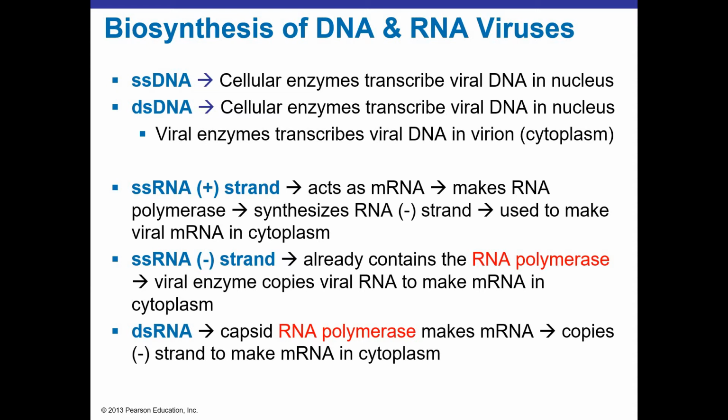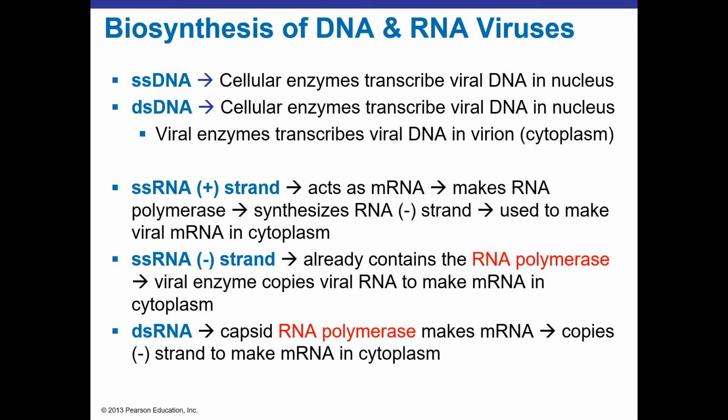For both the single-stranded RNA negative strand and the double-stranded RNA, they have to already bring in an RNA polymerase. So they either contain an RNA polymerase or bring it in as a capsid RNA polymerase in the case of the double-stranded RNAs, but they are then going to need that polymerase to make copies of the viral RNA to then make the messenger RNA. So it's just kind of the same thing happening, but at different entry points, in whether it's actually the messenger RNA or it has to make it first.